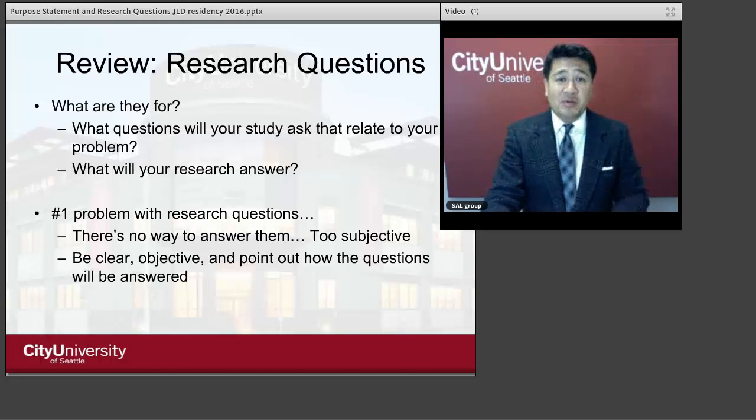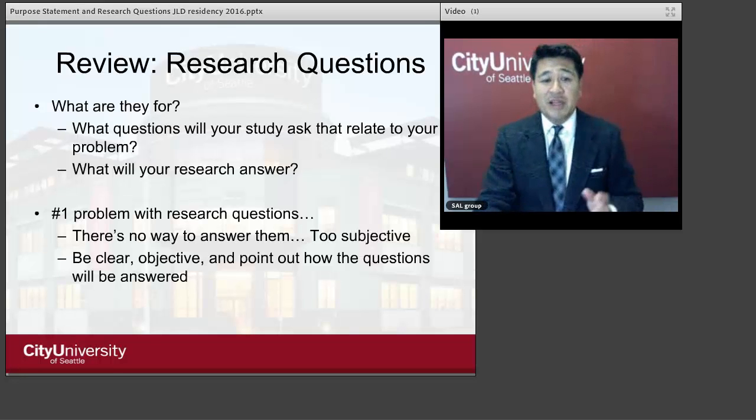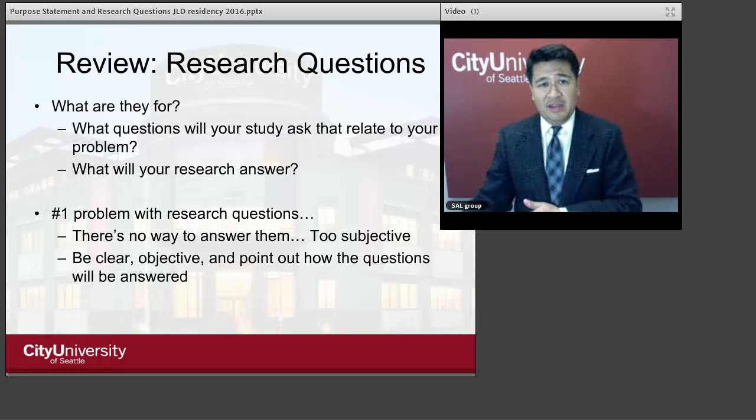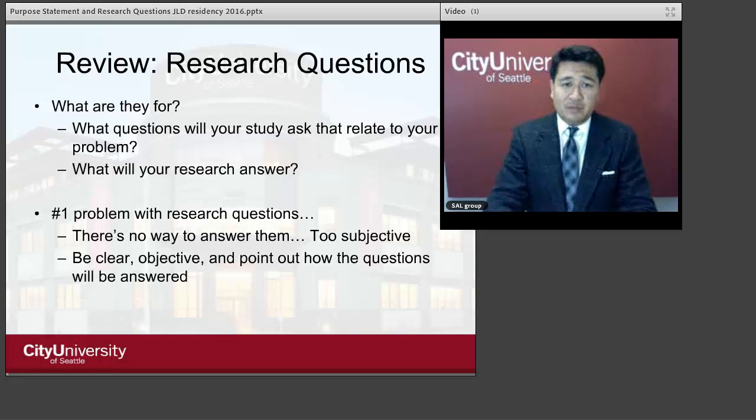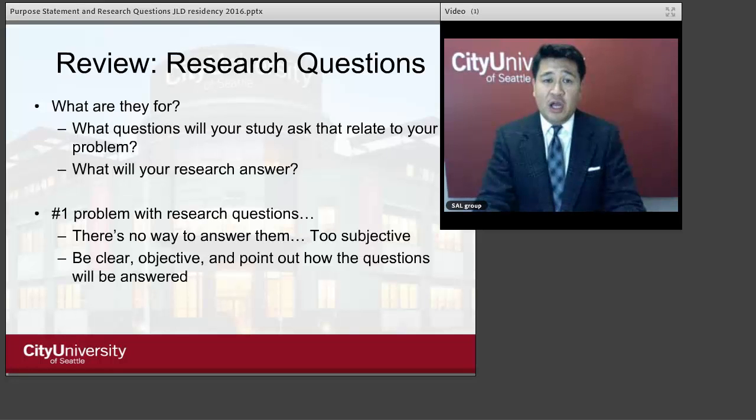The number one problem with research questions is this. There's no way to answer them. It's too subjective. It's too broad. You want to study the research about this, but there's no "as evidenced by." It's too subjective. So the key is to be clear, objective, and point out how the questions will be answered.